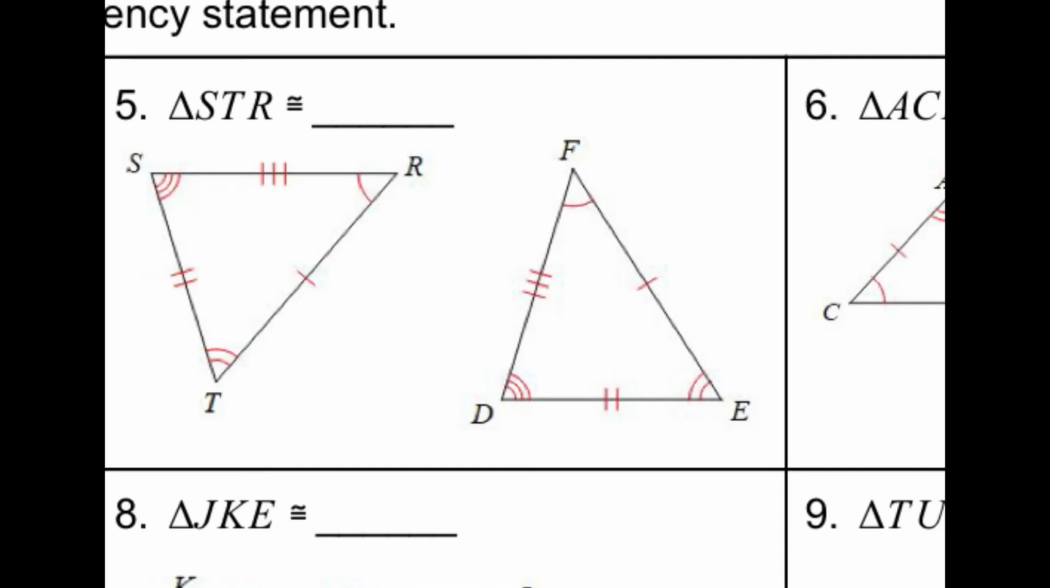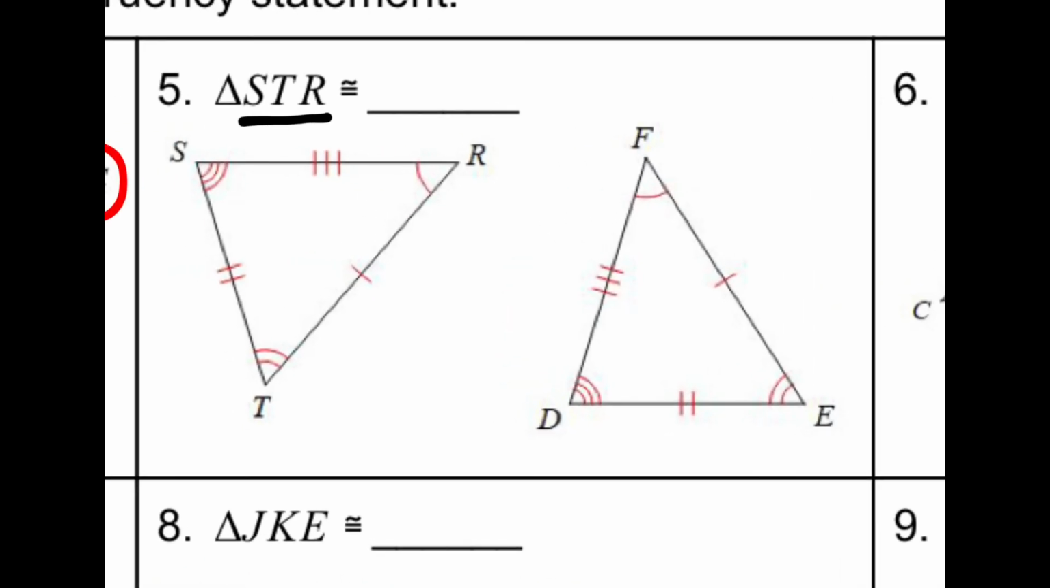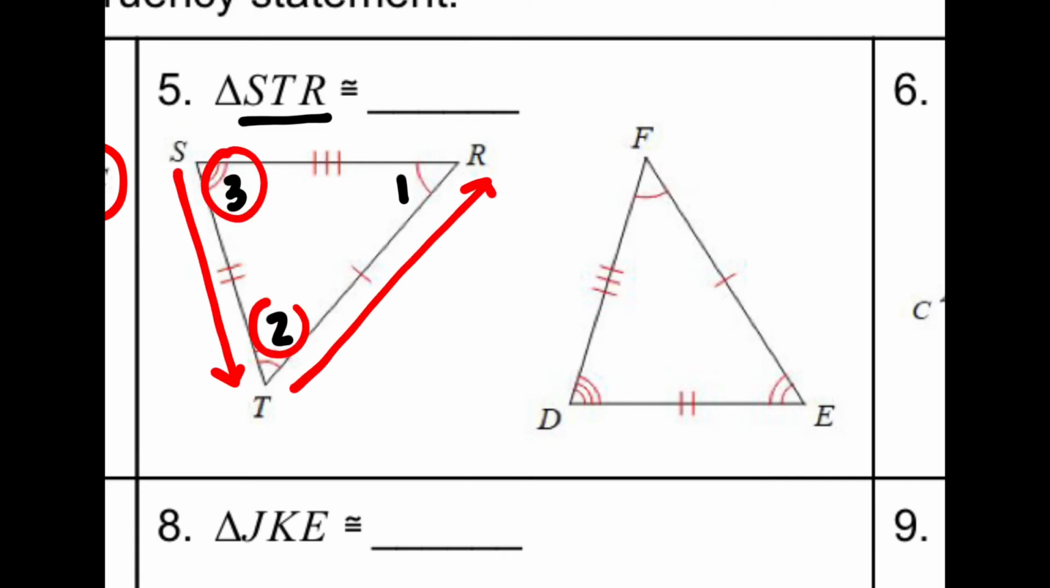Number 5 is the exact same. We have STR. So on that first triangle, I'm going to label the markings again. S is 3, R has 1, and T has 2. So I went from S down to T to R. So I went from 3 to 2 to 1. So I'm going to write that out here.